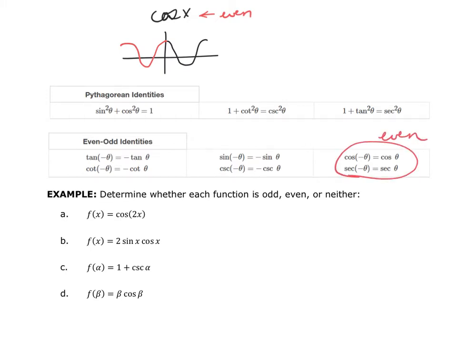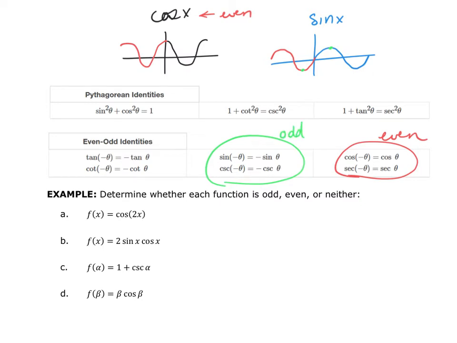Now, if we look at our sine wave, so here's the sine of x. My sine wave looks like this. Its mirror image is across the origin. So we know that this point here matches this point here. It's reflected across the origin. So we say that sine and its reciprocal buddy are odd.